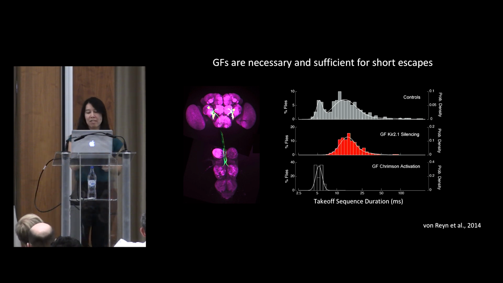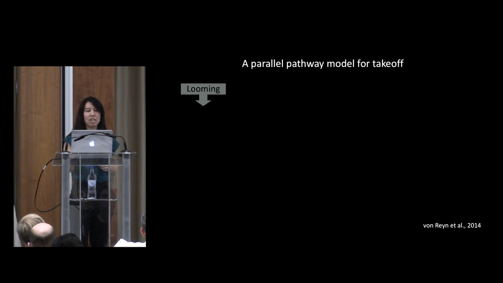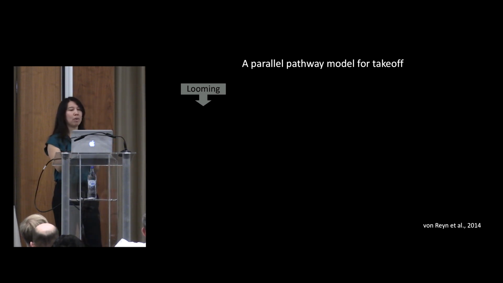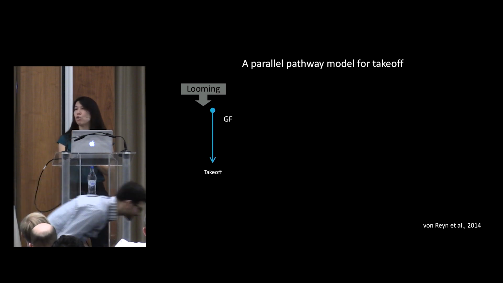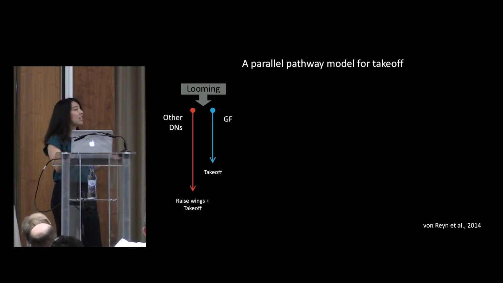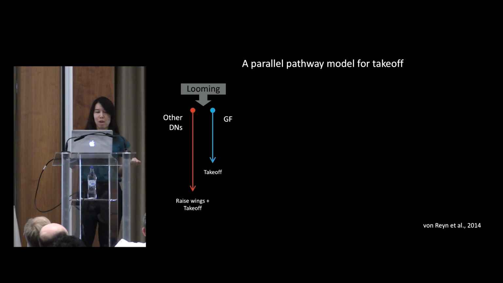And so from this kind of data, this behavioral data plus electrophysiology, we put together a sort of model of how we think this giant fiber descending pathway is acting in relation to other descending neurons, which must also be able to coordinate a takeoff, since if we silence the giant fiber, the flies can still escape, to produce the behavior we see. And this is what our model looked like. So we presume that there's this giant fiber that drives just the sort of short mode takeoff. There are other descending neurons that can coordinate the longer mode takeoff, raise the wings, push off the ground. That's what we see when we silence the giant fiber.